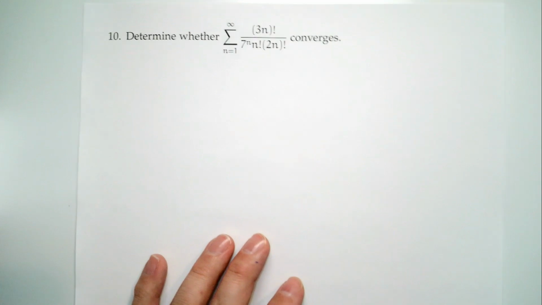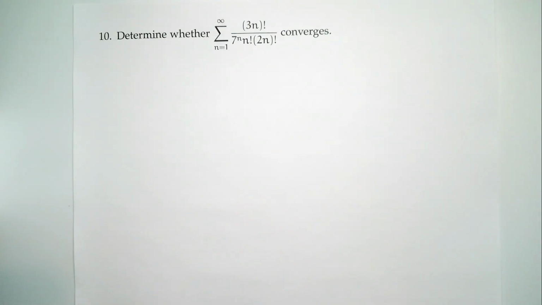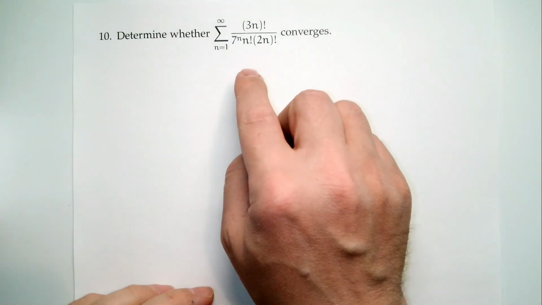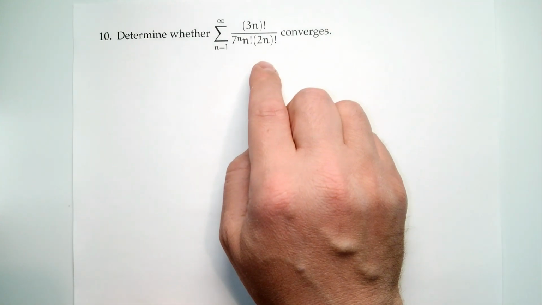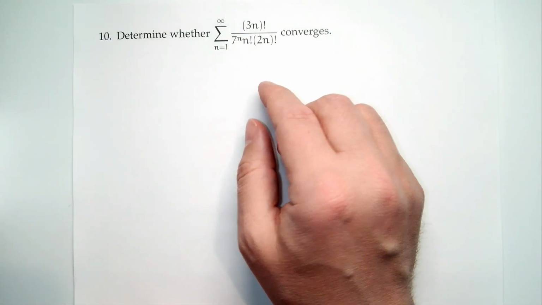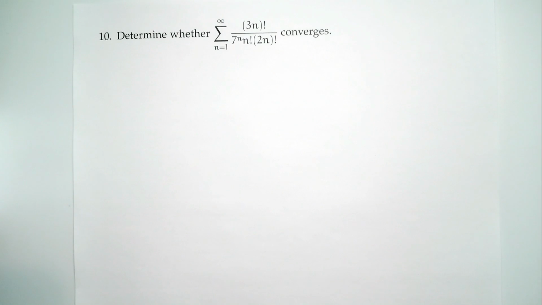Bringing us to our last problem. Well, for now, don't worry. We got a few more quiz problems left for the next couple of weeks. So, determine whether the sum from 1 to infinity of 3n factorial divided by 7 to the n times n factorial times 2n factorial converges. Does it converge?